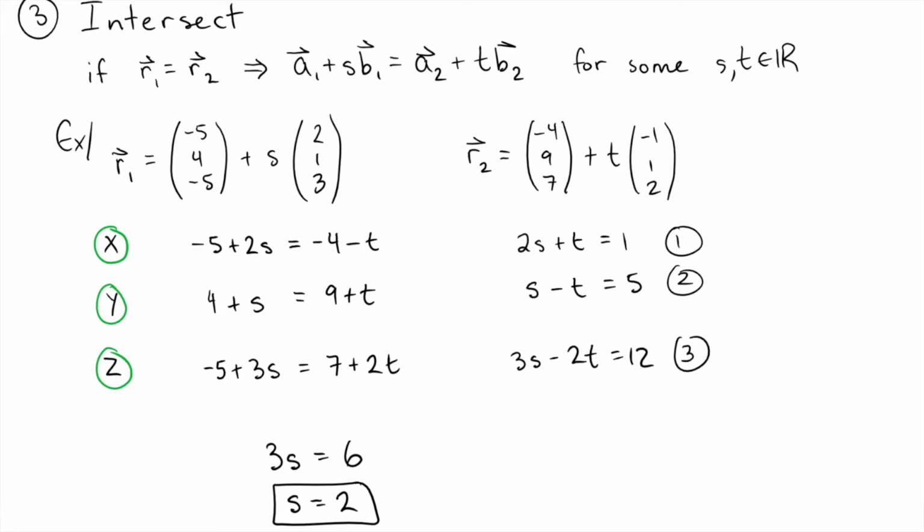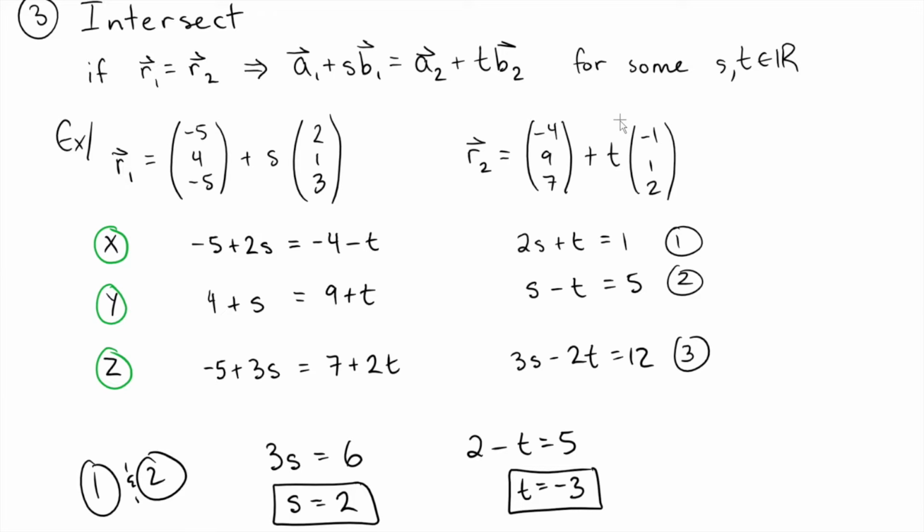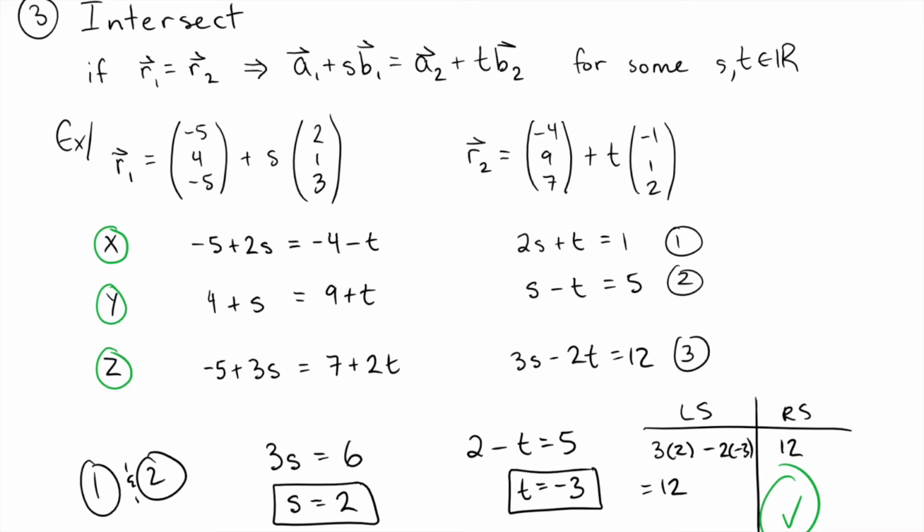If I take that value and plug it into, say, equation 2, I get 2 minus t equals 5, so t has to be equal to negative 3. So I solve for those 2 values using equations 1 and 2. So that means I'm going to need to check them in equation 3. So in my check step here, on the left side of the equation, I have 3 times 2 minus 2 times negative 3. So I'm going to evaluate that and get 12, which happens to match the right side. So I know that these values of s and t are correct.